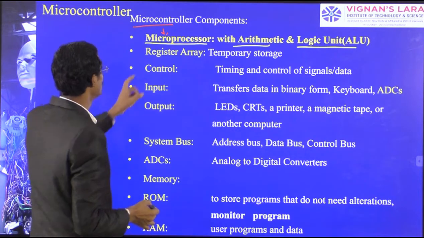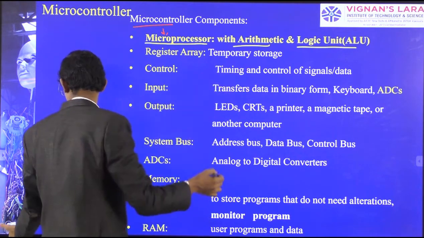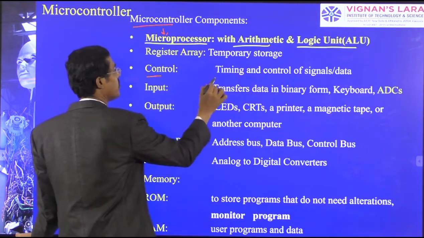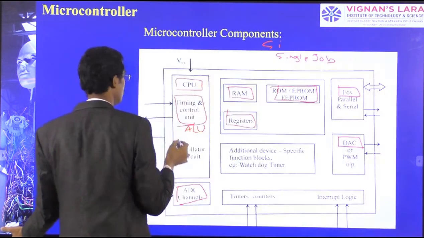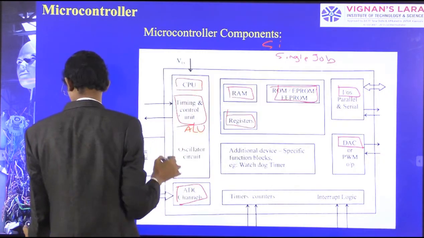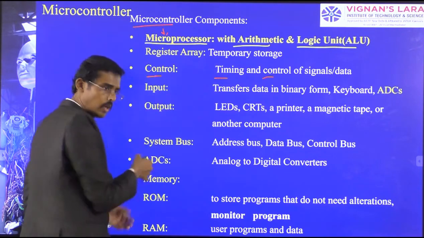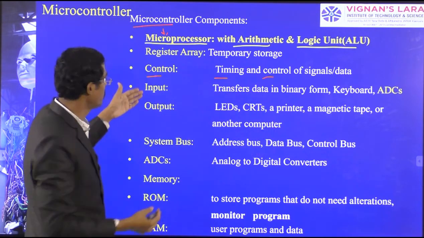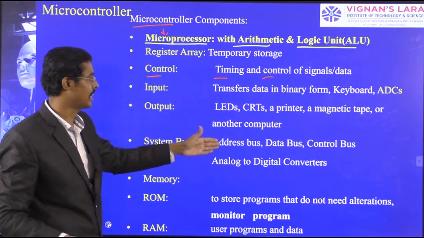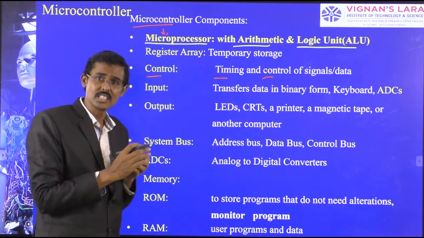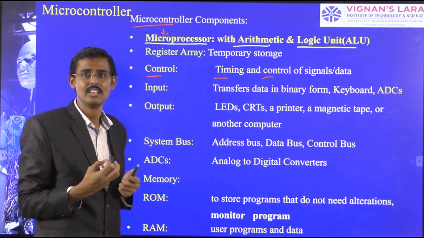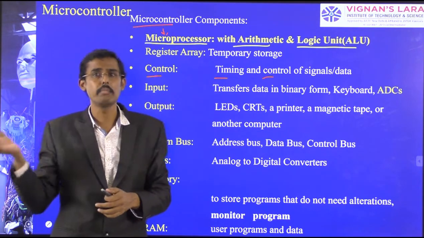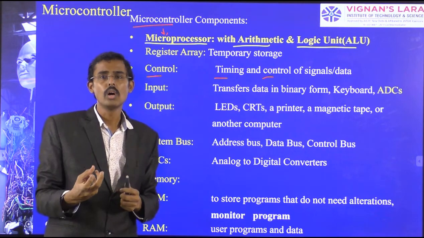Register array, temporary storage, we have seen now. Timer and control devices are here, and input output, analog to digital and digital to analog converters. So inputs and outputs, system buses like address bus, data bus, control bus. This is a fixed connection for a specific task. The same components are available there, but the microprocessor can do multitasking.